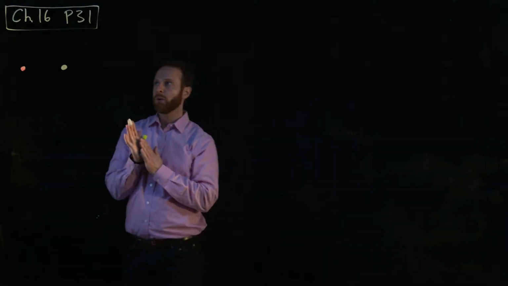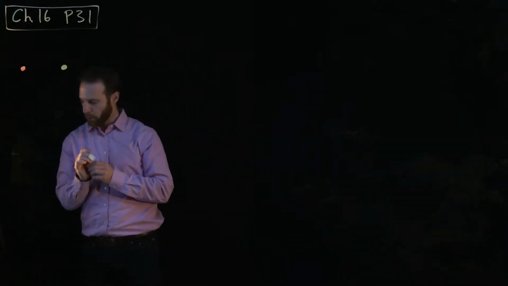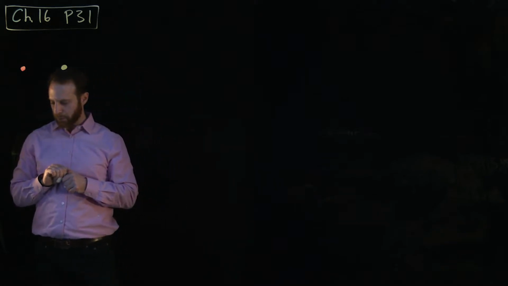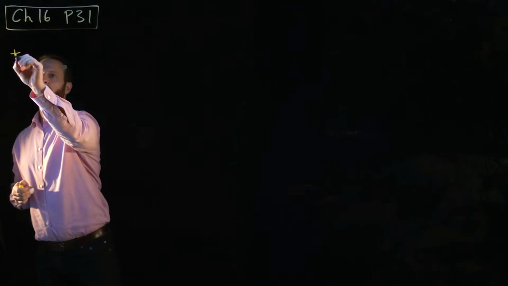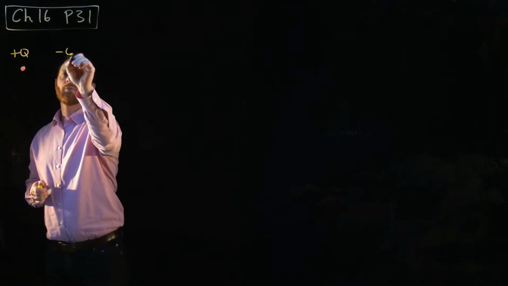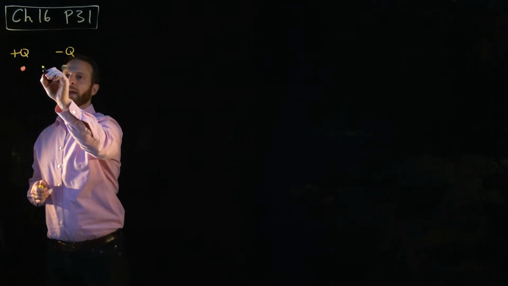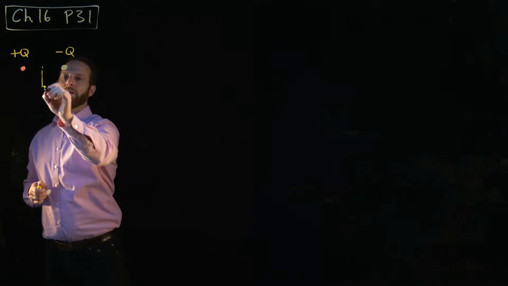Okay, so this is Giancoli, Chapter 16, Problem 31, and we are asked to determine the direction and magnitude of the electric field at point P in the figure given. And what's going on here is you've got one charge of plus Q, another charge of minus Q, and I'm going to mark this place here.